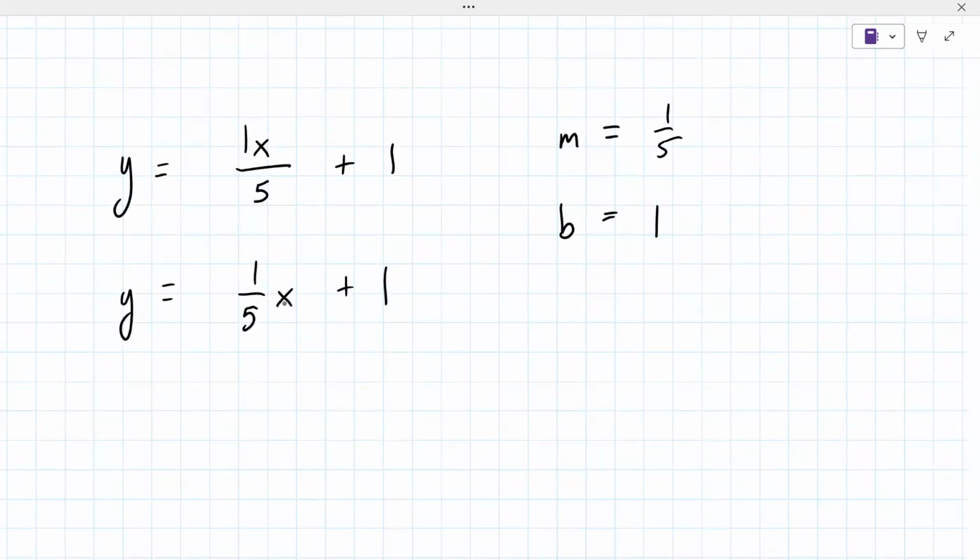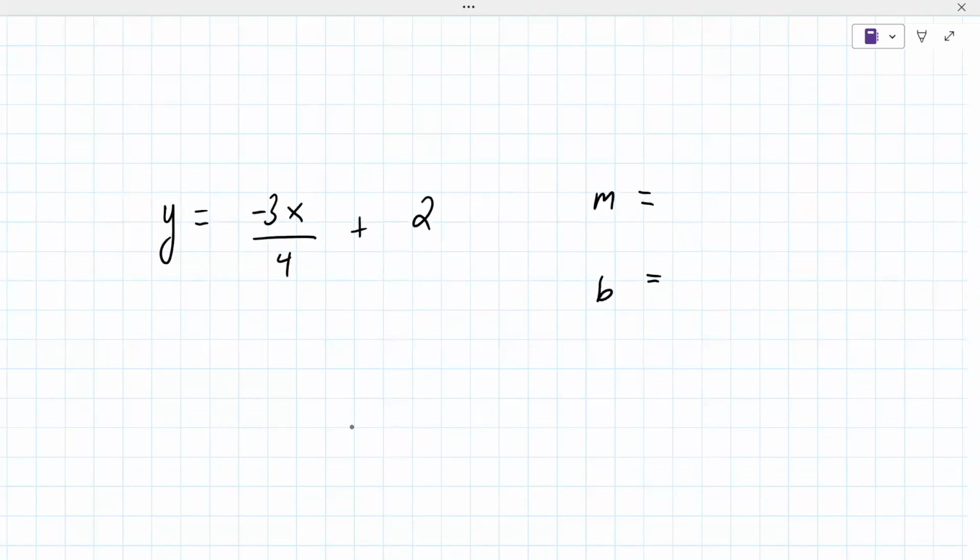Let's try another one here. Let's say it's y equals -3x over 4 plus 2. What is the slope and what is the b value? The slope is -3x/4 and the b value is 2.